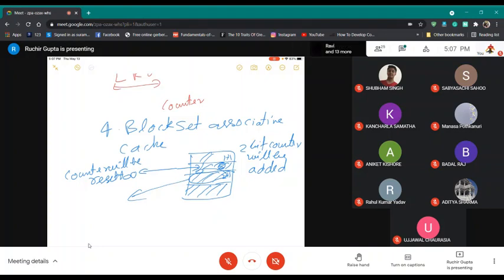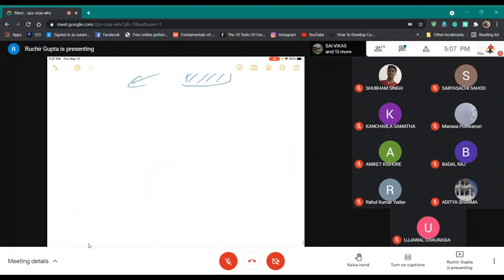There is one more algorithm that simply says don't look at anything, replace any random block. And interestingly, that also performs fine. Performance wise, there is not much of a problem with the performance of that algorithm.